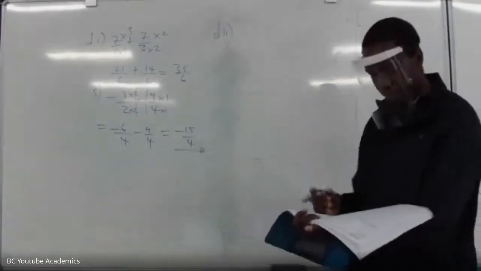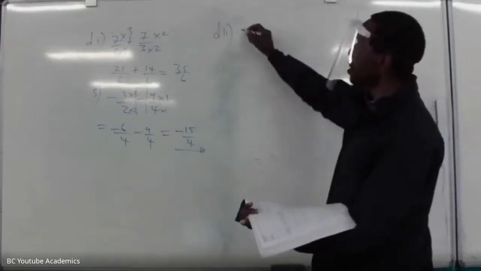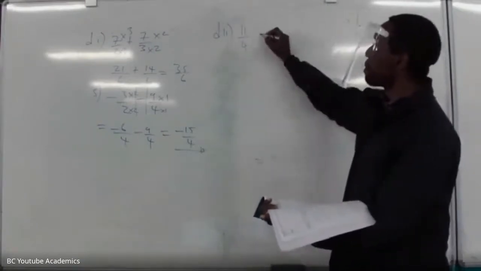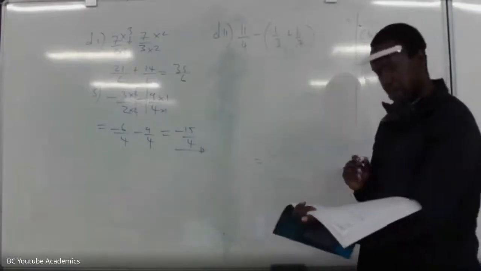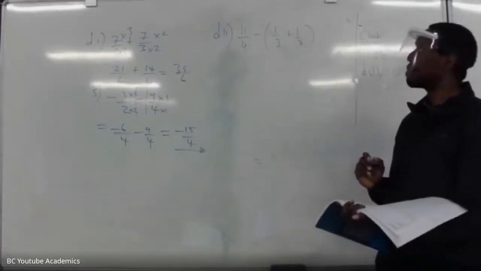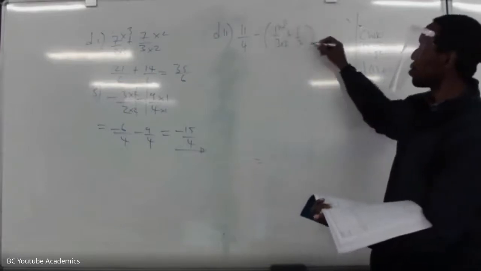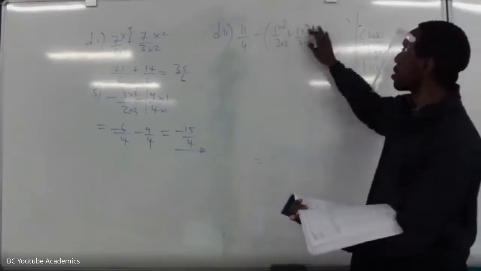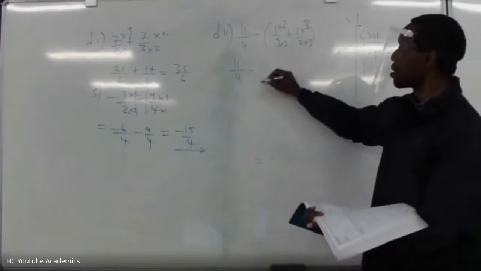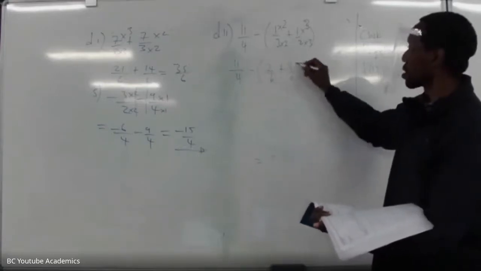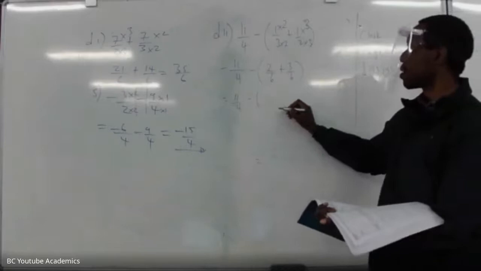So D11, someone? I converted to an improper fraction, which is 11 over 4, and then minus brackets 1/3 plus 1/2. And then I found the common denominator of the brackets, which is 6. So therefore, I multiplied by 2 and by 3, which is 2/6 plus 3/6, 5 over 6. Then it is equal to 11/4 minus 5/6.